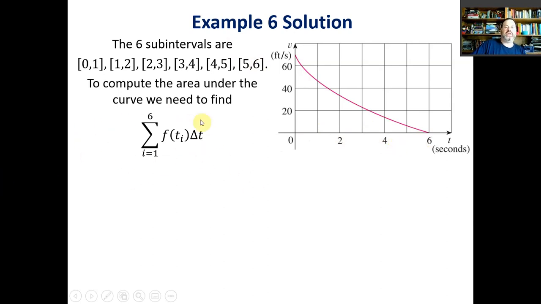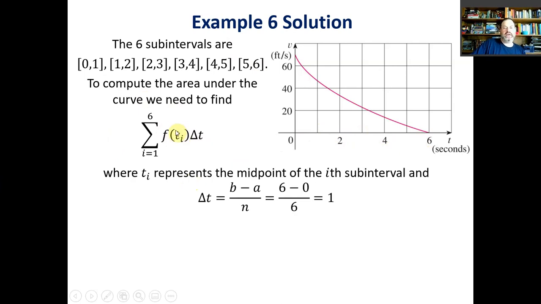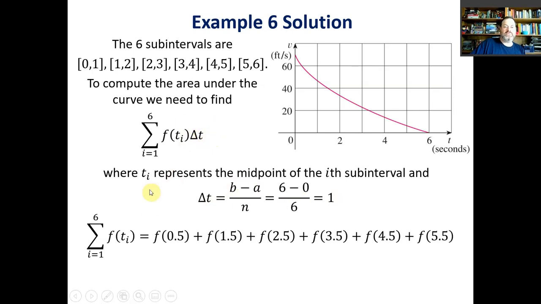So we need to find this. Ti is the midpoint of the ith subinterval. You could call it Ti star, but we're just calling it the midpoint of the interval, okay? I'm not going to get all bent out of shape about notation on this. And delta t, that's the width of each rectangle. That's b minus a over n, which is just 1. So we're going to be multiplying by 1, so I'm just not going to show that. When you're working at home, if delta t is like 0.5 or something, just factor it out and multiply it through at the end. So delta t is 1, so I didn't write it here.